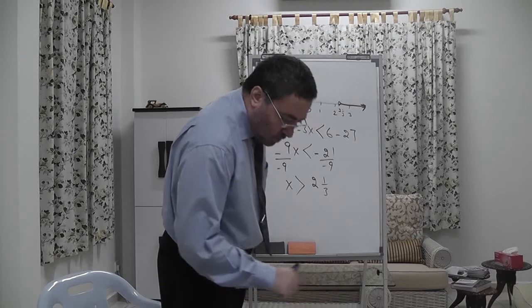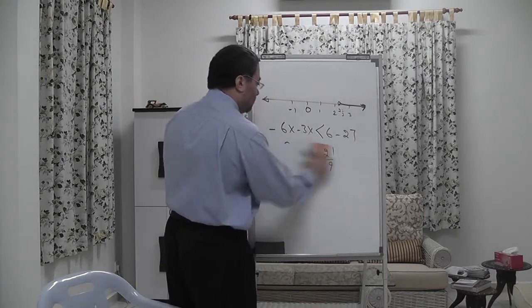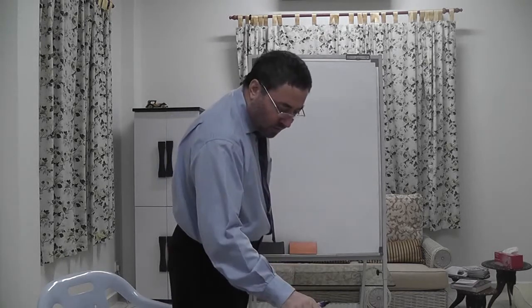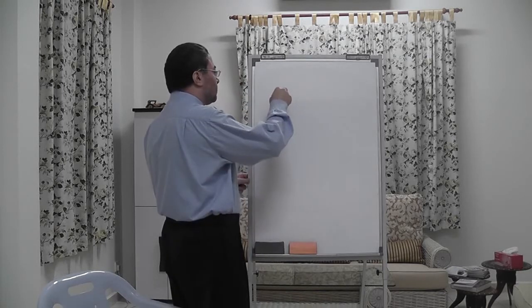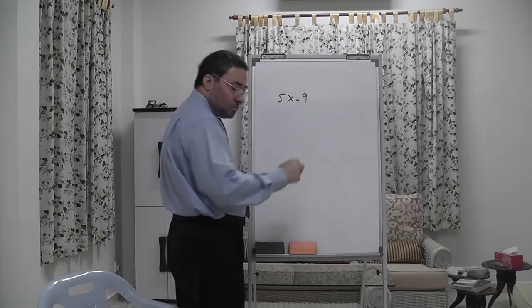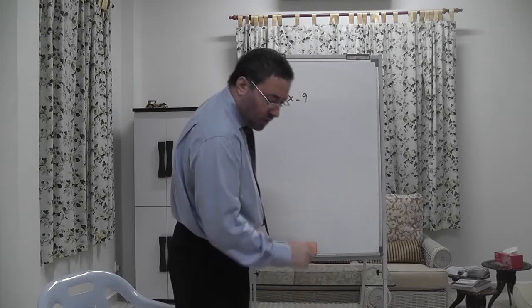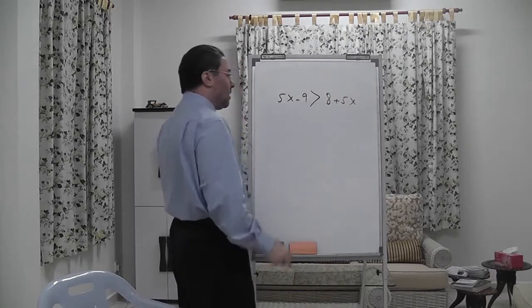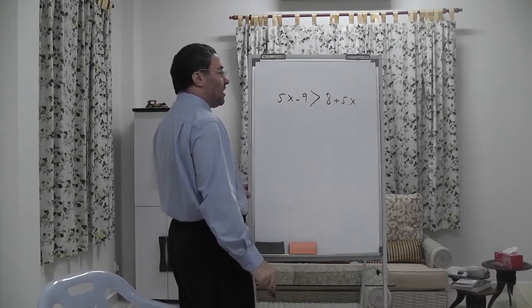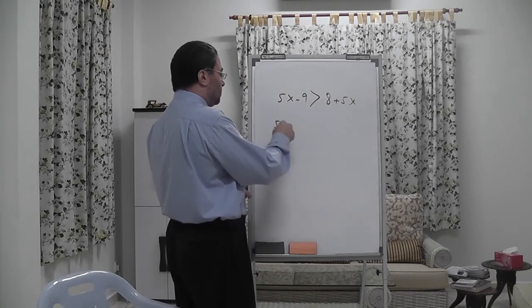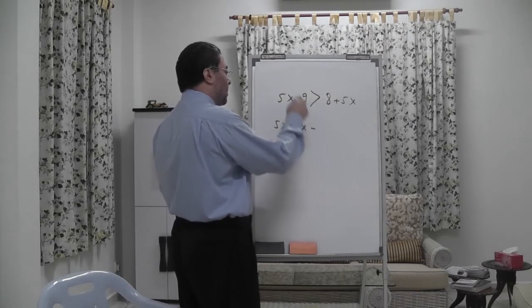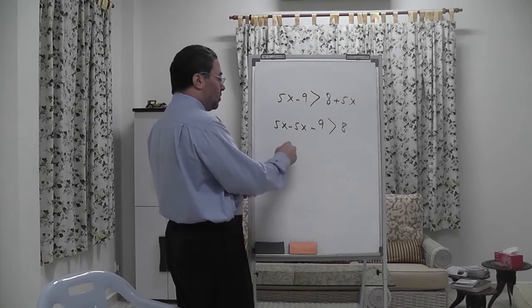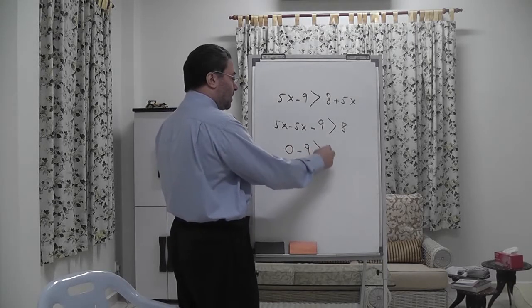Next is number 23. Five x minus 9 more than 8 plus 5x. Here we can get 5x to this side, and we keep the minus 9 for the time being. Here we are going to get 0, minus 9 more than 8.